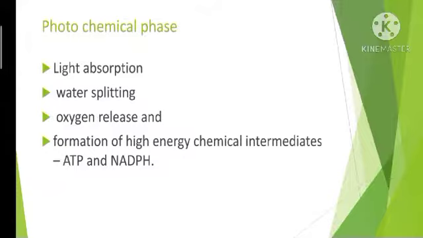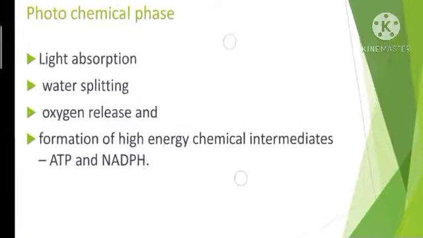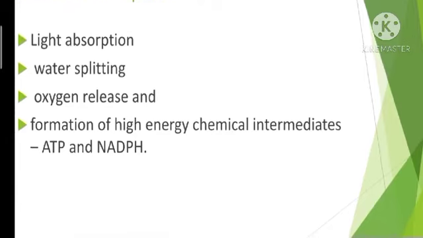It includes the steps like light absorption, water splitting, oxygen release and formation of high energy chemical intermediates like ATP and NADPH. ATP is adenosine triphosphate and NADPH is the reduced form of nicotinamide adenine dinucleotide phosphate. So these are the steps which occur in light reaction.